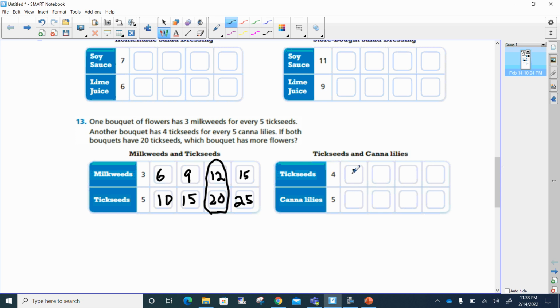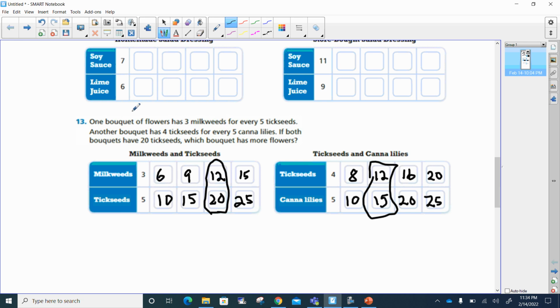If I double that, that'd be 8. If I add 4 more, that'd be 12. If I add 4 more, that'd be 16. And if I add 4 more, that'd be 20. Over here, if I add 5 more, it'd be 10. If I add 5 more, it'd be 15. If I add 5 more, it'd be 20. And if I add 5 more, it'd be 25. Okay. So over here, when I have 12 tick seeds, I have 15 canna lilies. But over here, I only have 12 milkweeds.